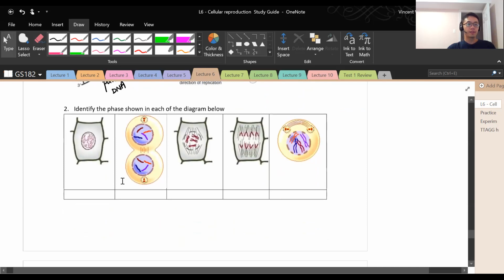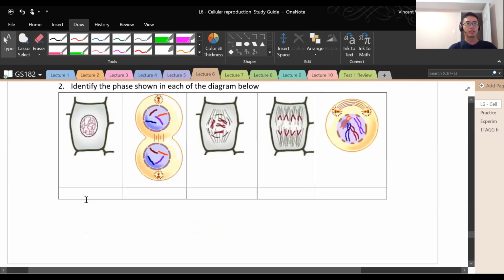Okay, let's fill in the diagrams here. Some are plant cells, some are animal cells. So the first one here, I don't see any chromosomes at all. It just looks like an ordinary cell. So that's probably in prophase.